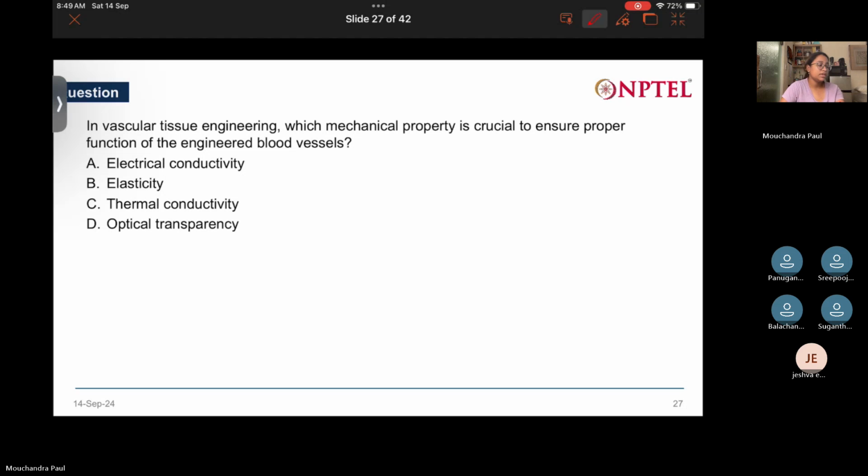B. Yes, you're correct. So we want the biomaterial to have this elasticity property, and this elasticity property should match the native blood vessels, so that it can contract and dilate according to the flow of the blood. Okay. Whereas thermal conductivity and electrical conductivity are not essential properties when you're talking about engineering blood vessels.